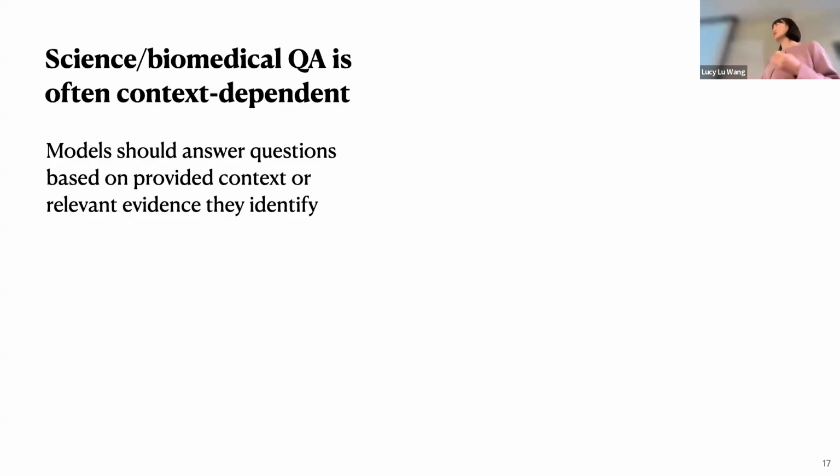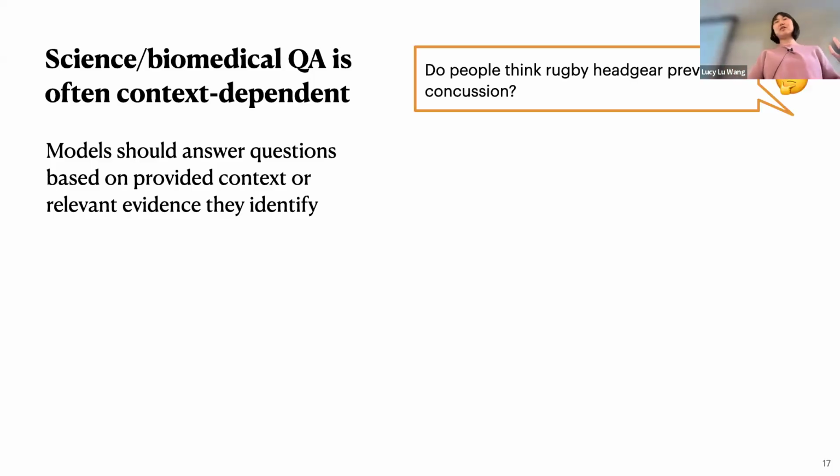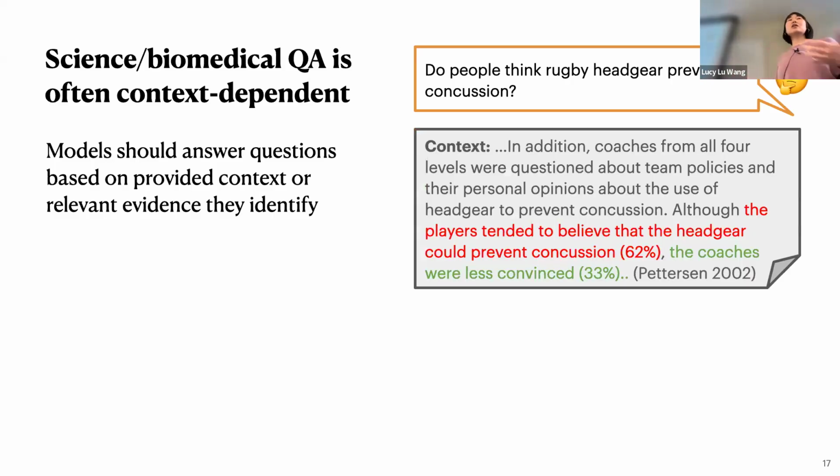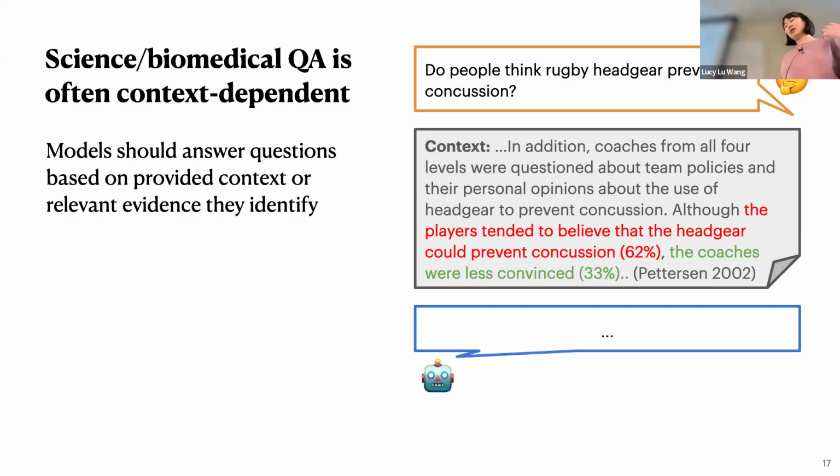And then the correct model response might be to reference that context or the retrieved evidence and use it to answer the question. So, for example, maybe a question like this: do people think rugby headgear prevents concussion? Maybe the model retrieves some context from a paper, Peterson 2002, and then a model generates a response.